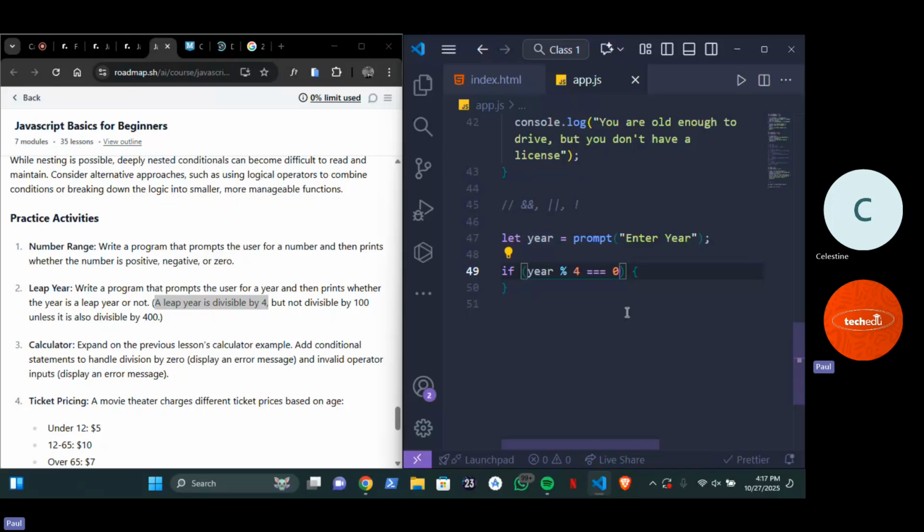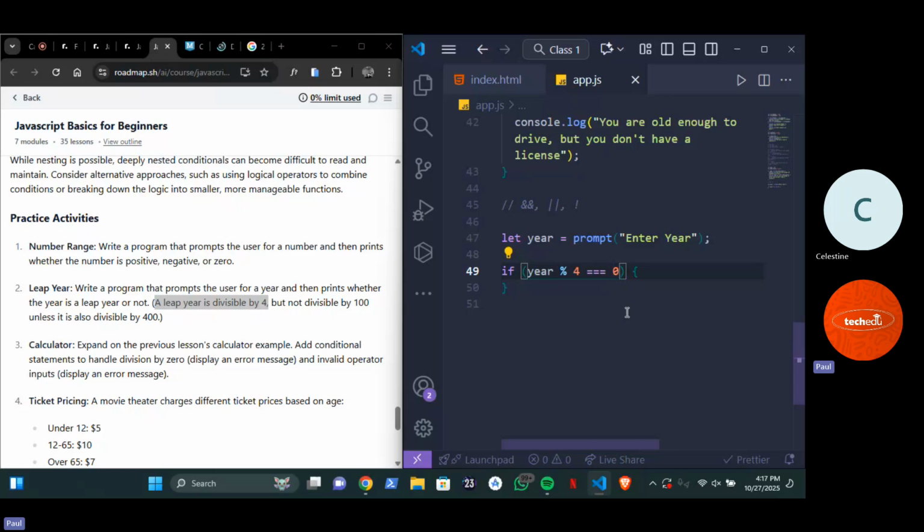Type. I explained last week that you were not here on Friday. I said triple equals basically checks for both value and type. So always make sure that you're using 3 equals and not 2. 2 will also work, but use 3. If year modulus 4 equals 0, that's the first condition.